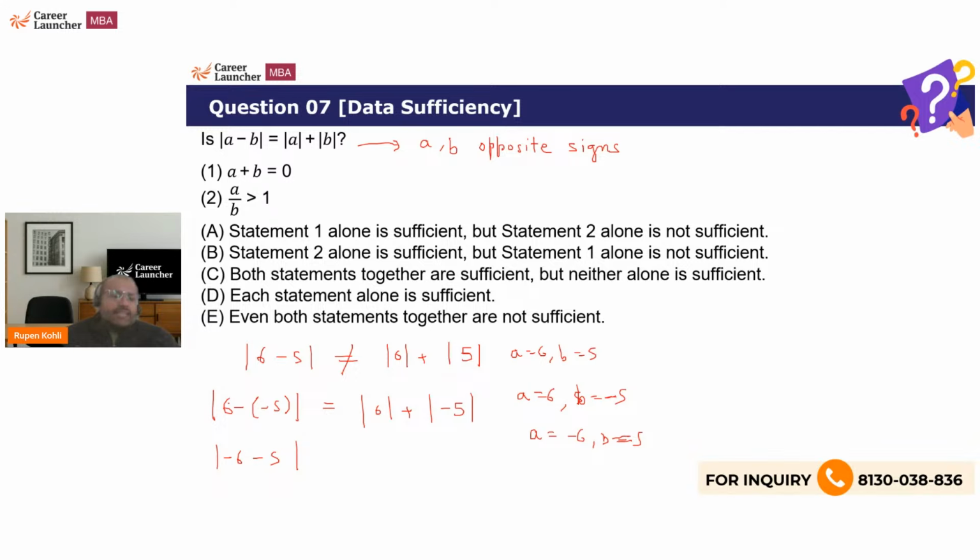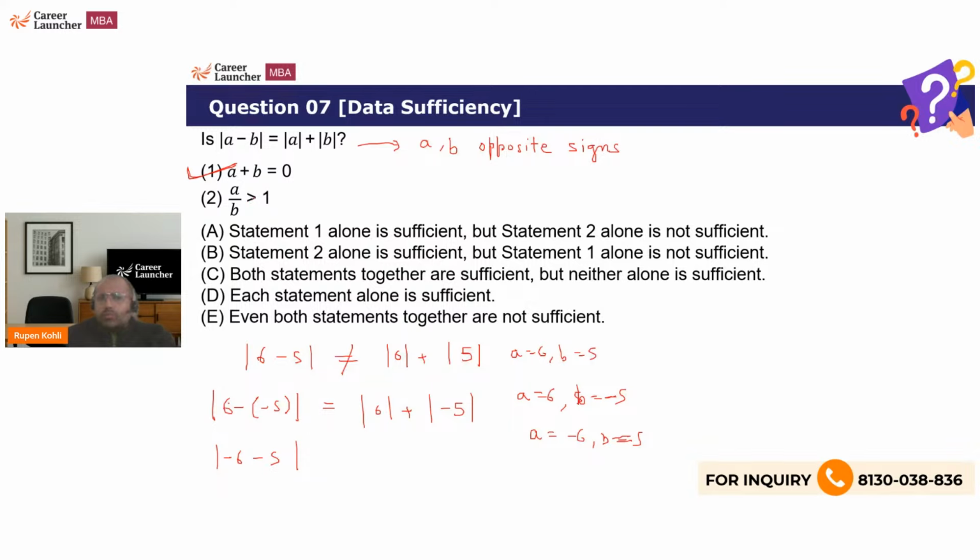Now, with this understanding, I think approaching the question is not difficult. Statement 1 is saying a plus b is 0. Obviously, the sum of two numbers is 0, so one has to be positive, the other has to be negative. Statement 1 is clearly telling me a and b are going to be of opposite signs. So yes, definite yes for the question asked, that this equation will be satisfied, right?